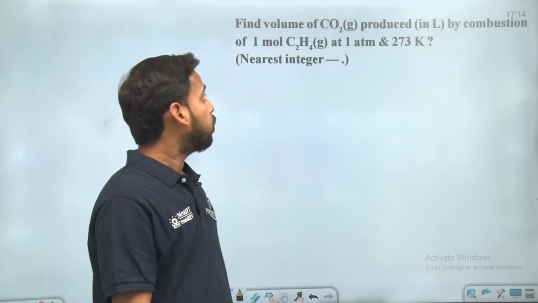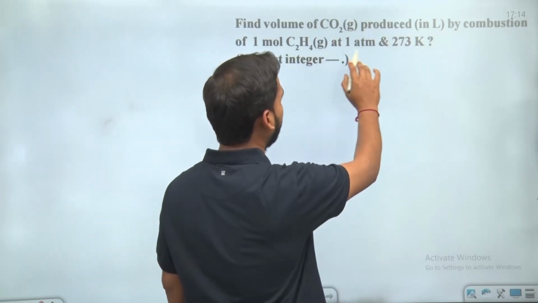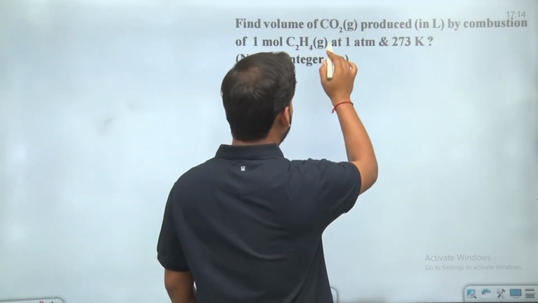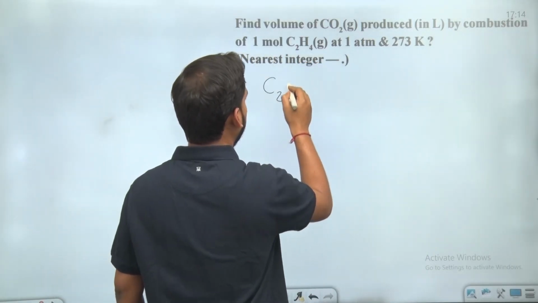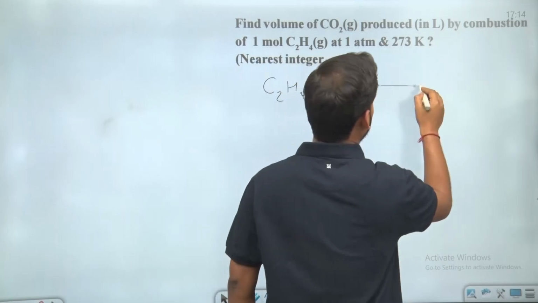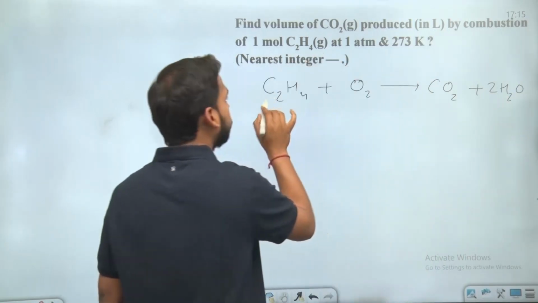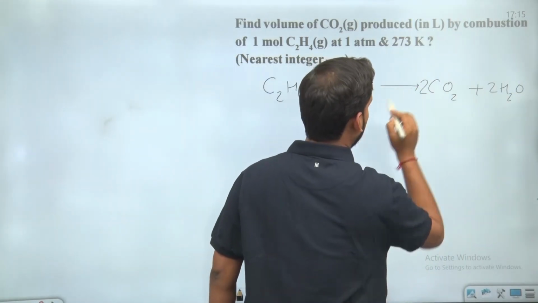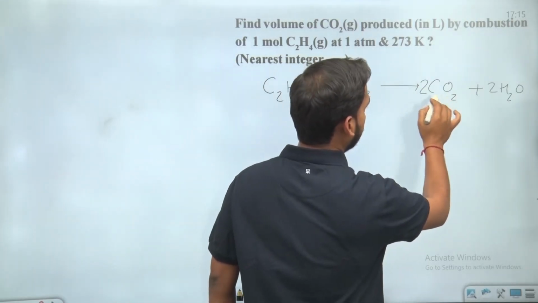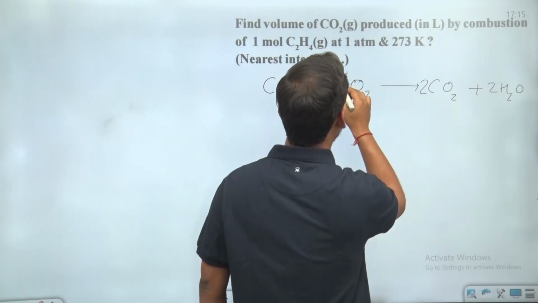Next question: find the volume of CO2 gas produced in liters by the combustion of 1 mole of gaseous C2H4 at 1 atm and 273 Kelvin, to the nearest integer value. On the combustion of C2H4: C2H4 plus O2 gives CO2 plus water. Here carbon is 2, so we balance it with 2. If we see the oxygen, here it is 4, and here oxygen is 4, 5 and 6, so here it will be 3.